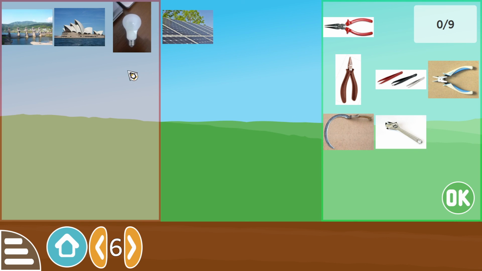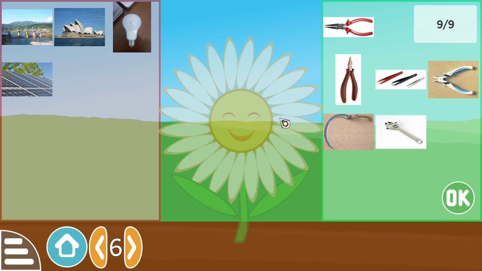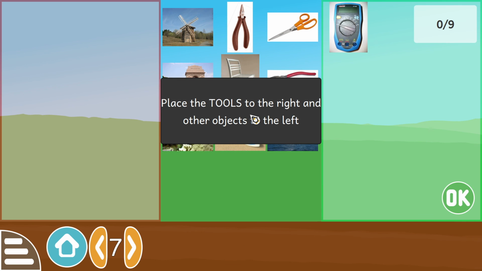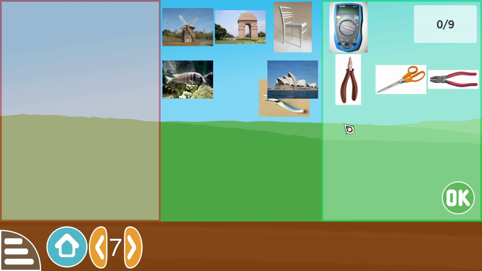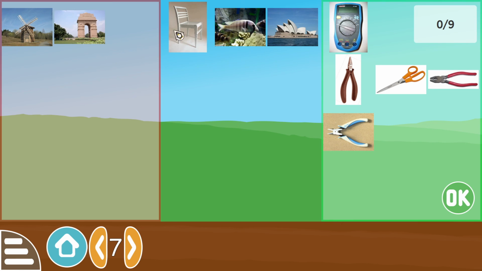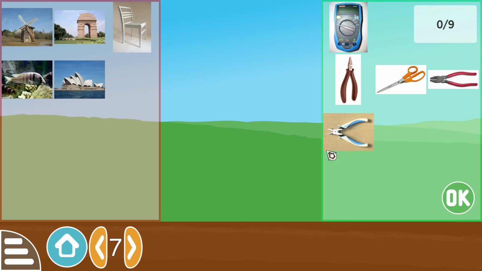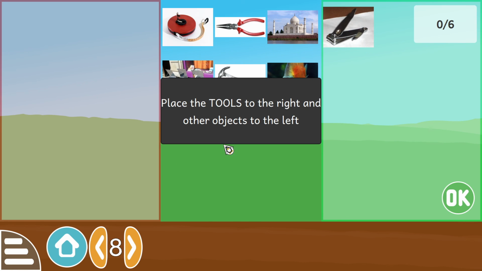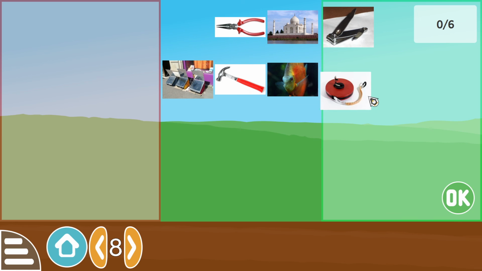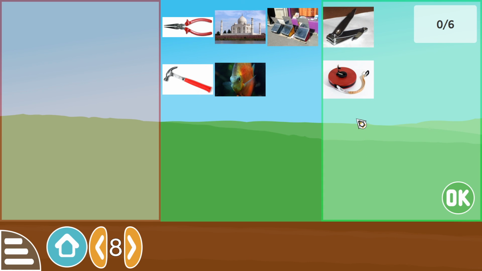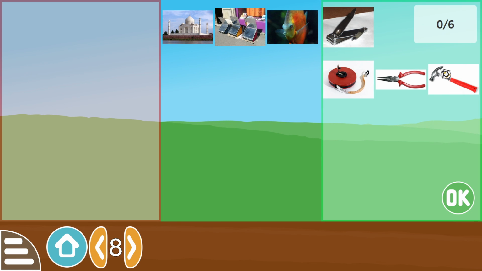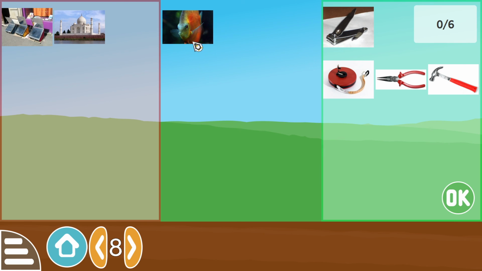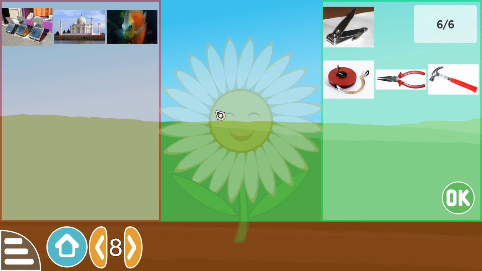Dam, opera house, light bulb and solar panels, I wouldn't call a tool. So we've got the pliers, scissors, normal pliers, cutters, windmill, monument chair, fish, and a Sydney Opera House. Almost there. This is a large wind-up tape, so you might use it to measure sporting fields or buildings. Needle nose pliers, claw hammer with the claw on the back of it to help them out. I'm not going to call the solar still a tool at the moment, and then there's the building and the fish.